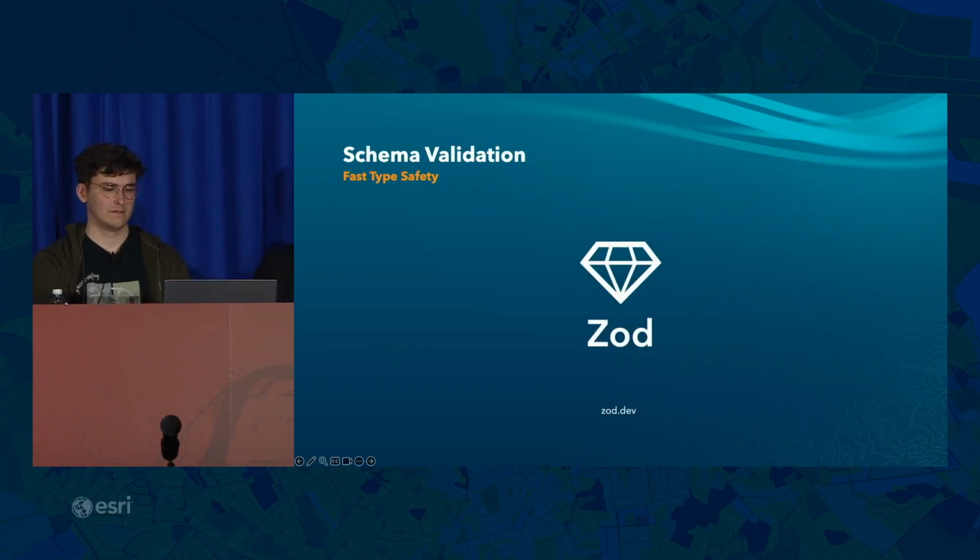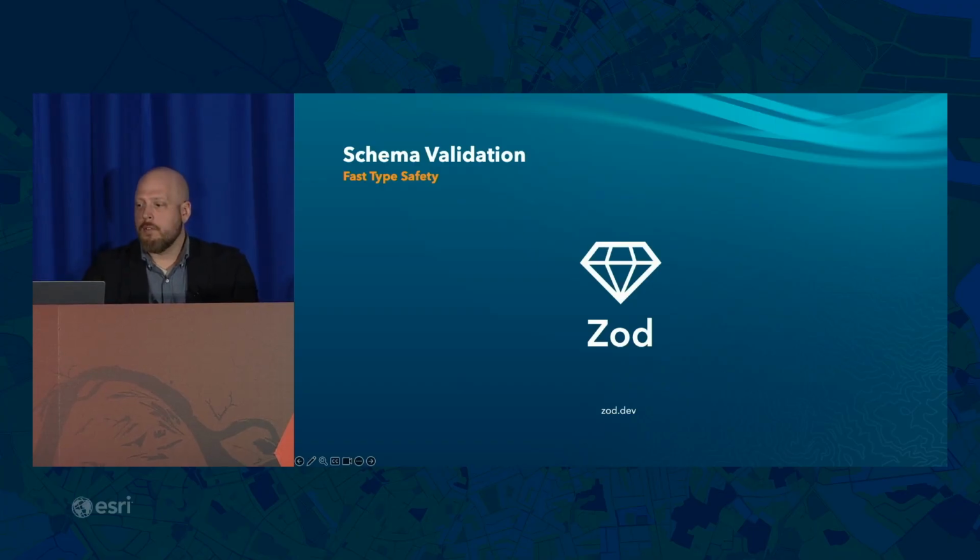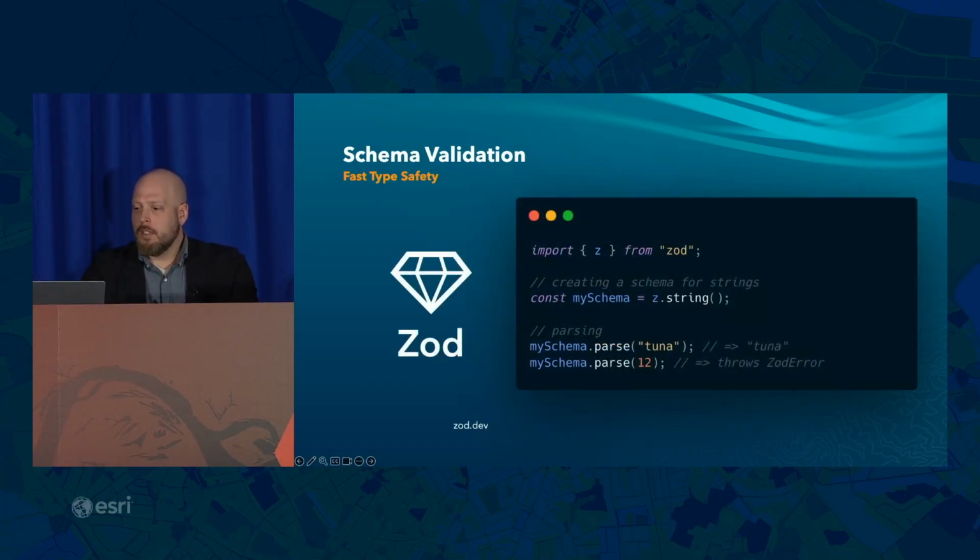Next up, I want to talk about Zod for schema validation. It's a fast type safety check. It's a TypeScript-first schema declaration and validation library, so you can declare a schema and then validate against it. It's concise and it has a chainable interface. As you can see here, there's a very simple example where we have created a schema. The schema in this case consists of a single string, and then we have tried to validate against the string tuna, which obviously works, but then when we try to parse a 12, it throws a Zod error.